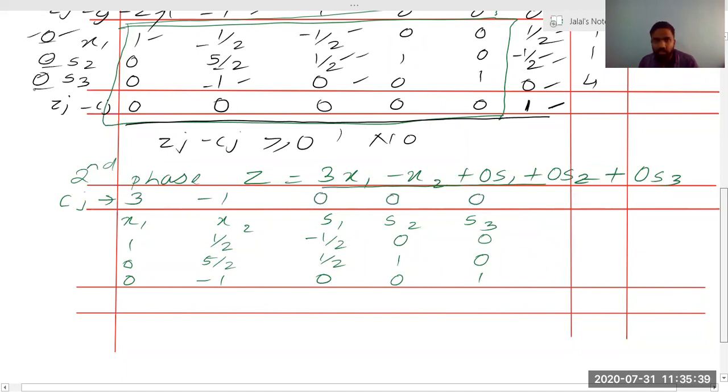Now what are the variables that have already entered? We have to keep them as they are. So this is x1, this is s2, this is s3. Earlier the values were 0, 0, 0. Now we have to change it with respect to this.